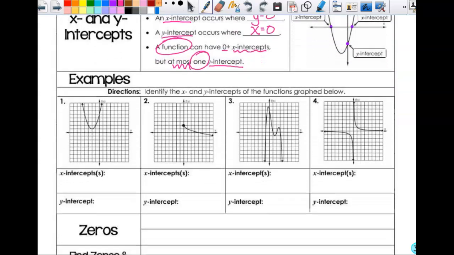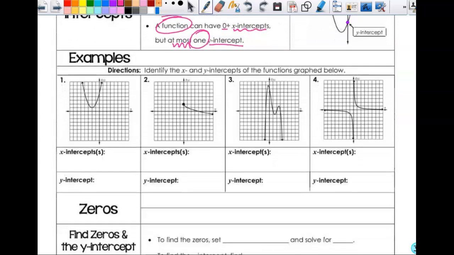So we're going to identify the X and Y-intercepts of these functions graphed below. So we're going to identify them graphically first. And here is an important little note, because remember I said that notation is huge here, and you have to pay attention to how a question is being asked so you know how to answer it. So in this case, we're being asked for intercepts. And so intercepts are always ordered pairs.